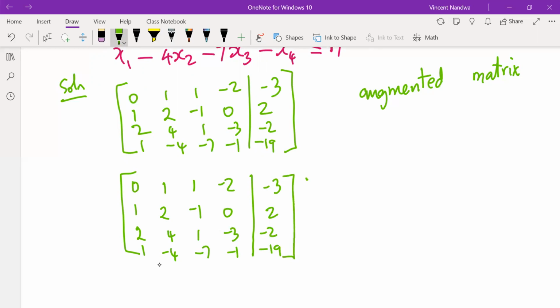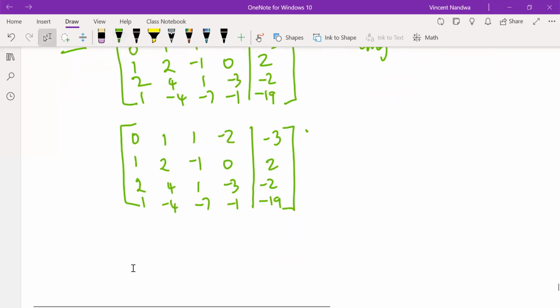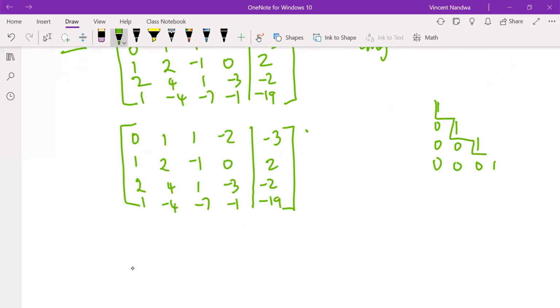So we want now to do the process of converting into echelon form. Echelon form, this being a system of 4 equations, we expect to have 1, 0, 1, 0, 0, 1, 0, 0, 0, 1, something like this. So this is not 0, this is not 1. So we expect this to be 1.